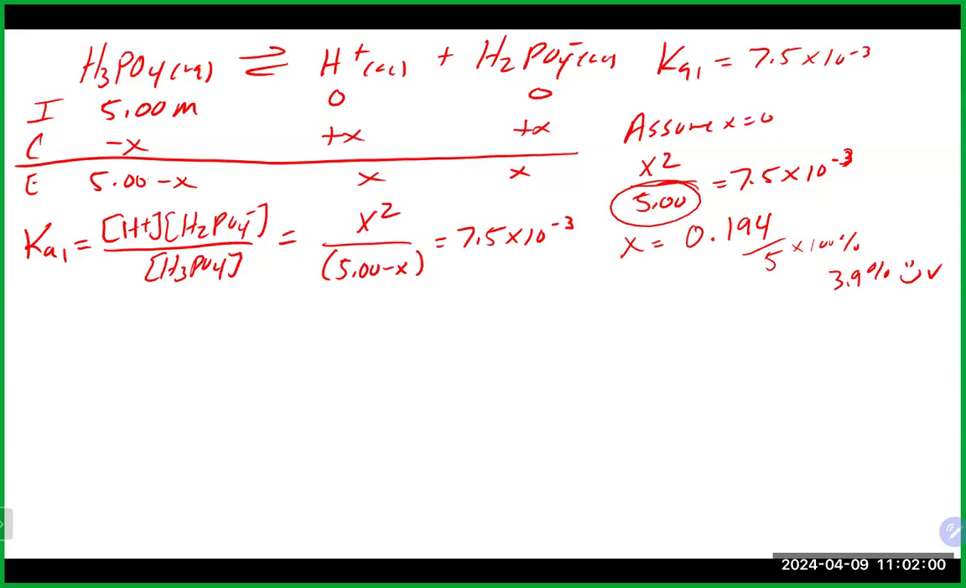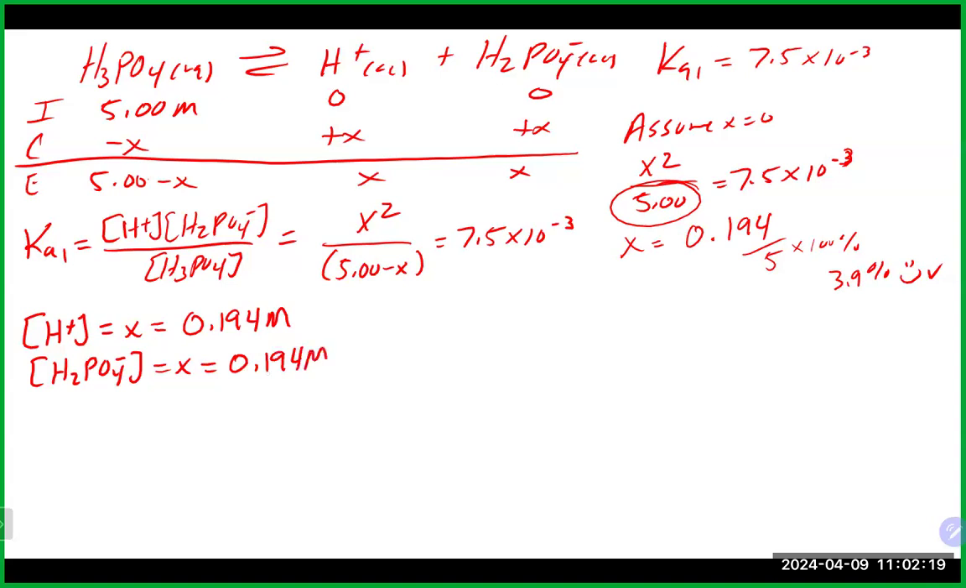We know that in this case, the H plus concentration equals X, which means the concentration at equilibrium of H plus should be 0.194. We also know the concentration of H2PO4 minus equals X, which would be 0.194. We also know that the concentration of phosphoric acid equals 5 minus X, which would be 5 minus 0.194, gives us, we'll call it 4.81 molar.